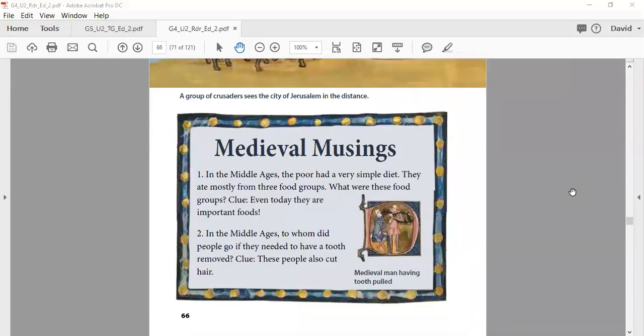Medieval musings. In the Middle Ages, the poor had a very simple diet. They ate mostly from 3 food groups. What were these food groups? Clues: even today, they are important foods. In the Middle Ages, to whom did people go if they needed to have a tooth removed? These people also cut hair.